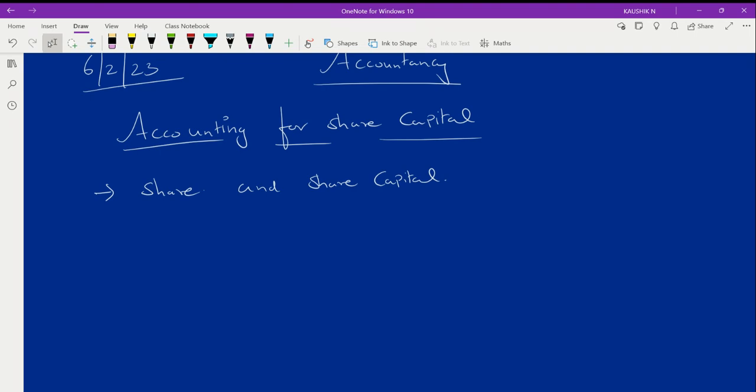So in basic terms, a share is nothing but a part or a portion or a fraction of a particular item. So a share is nothing but a part or a fraction of share capital. What do you mean by the term capital in general?